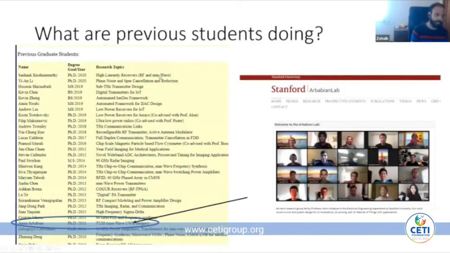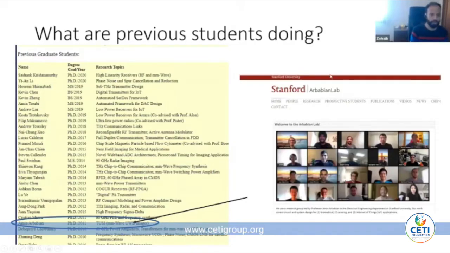One example I did, going through my analogy, was I looked into the previous students of this professor, Ali Niknejad. One of his students was Amin Arbabian. And I was like, okay, let me do a Google search on him. I'm going to find out what he is doing now. So he did his PhD 10 years ago. It's been a long time. I want to see whether he's working in industry or academia, or is he doing something else.